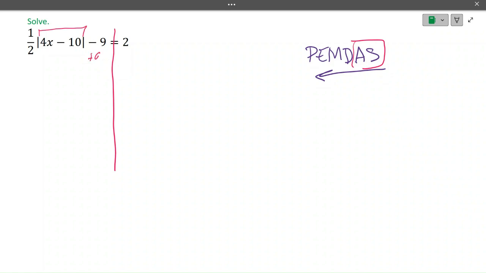So we're going to get rid of the 9. Remember, we're making a 0 here. And what we do to one side, we do to the other. So that's why I added 9 to both sides. When we do that, we get 11.